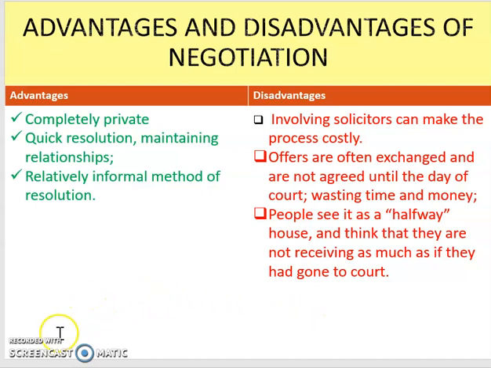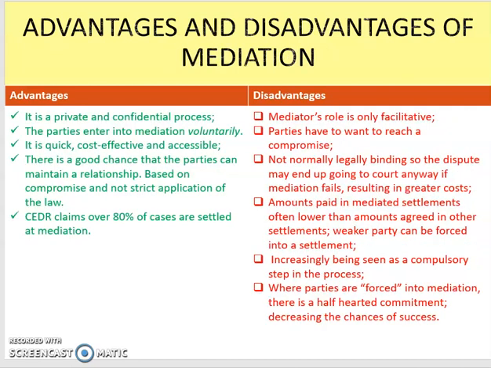Let's have a look at the next one then. So our second type or method of ADR was mediation. And if you remember, mediation is a step up, I suppose, from negotiation. It's where the parties get a neutral third party to go as a go-between, often between the two parties, to help them resolve their dispute.